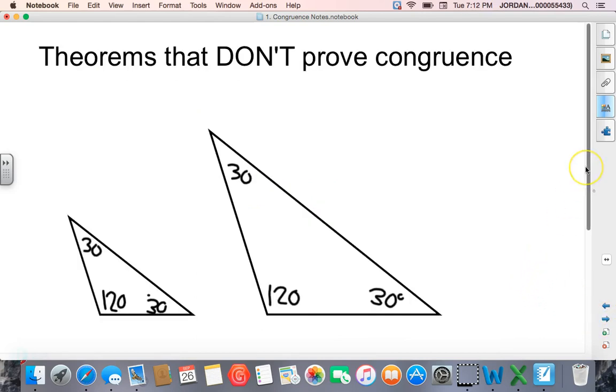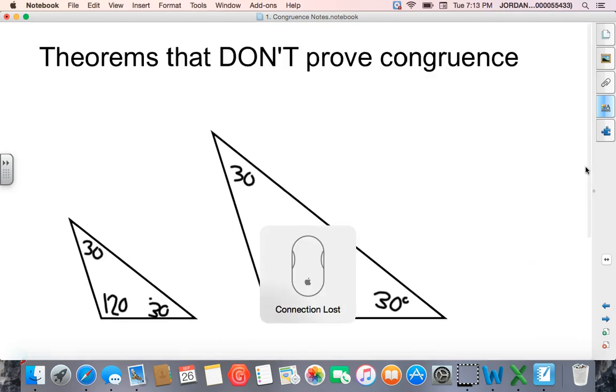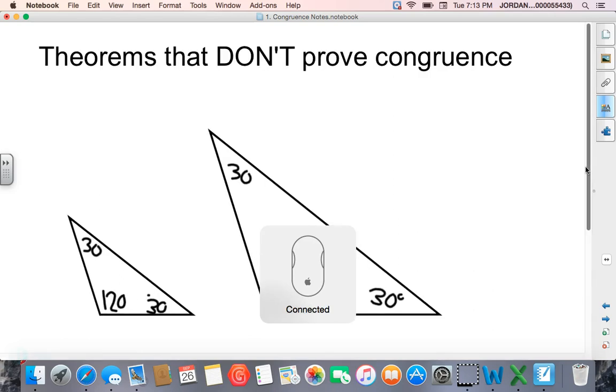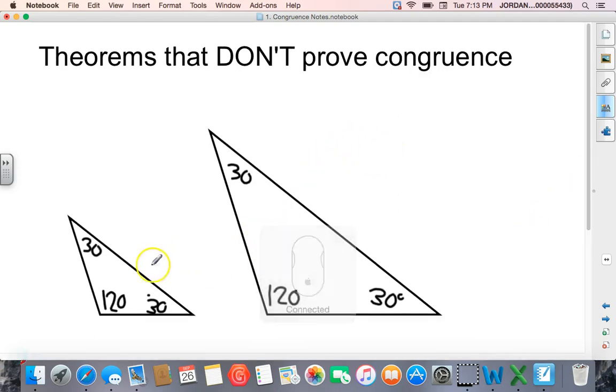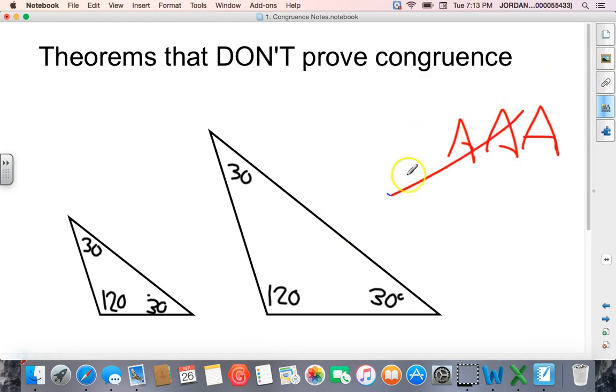All right, so let's look at a couple of situations that are not true. Okay, so these are times when you have three things, okay, but they're not necessarily congruent. So one example here is you've got angle, angle, angle. Now with angle, angle, angle, they're not necessarily congruent because you could have two triangles that are completely different sizes, right, but have the same angle measures, 30, 120, 30, 30, 120, 30. So these are not congruent just because they have three similar angles. So this is not true. Angle, angle, angle. That's never one that you will use to prove two triangles are congruent.